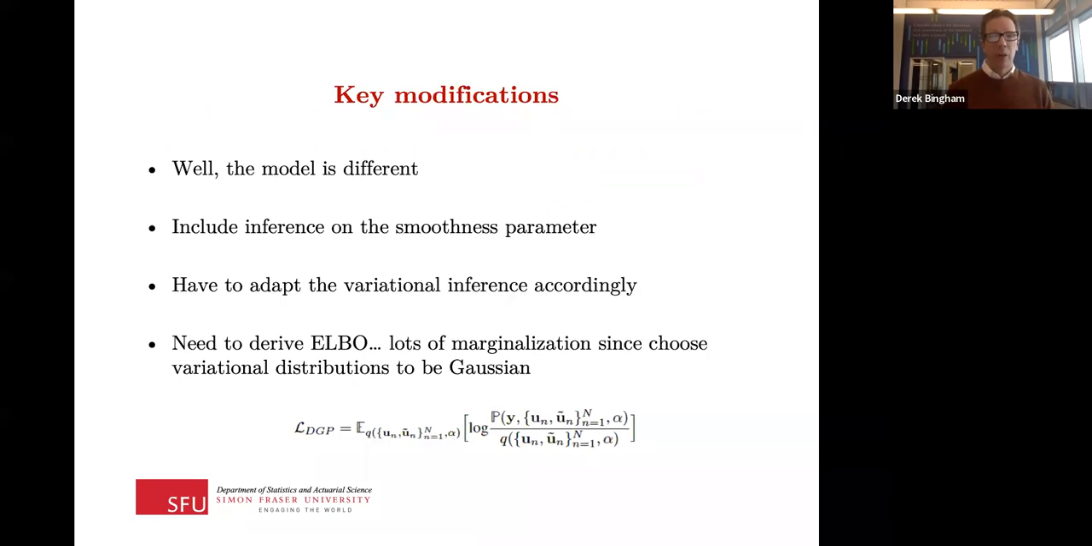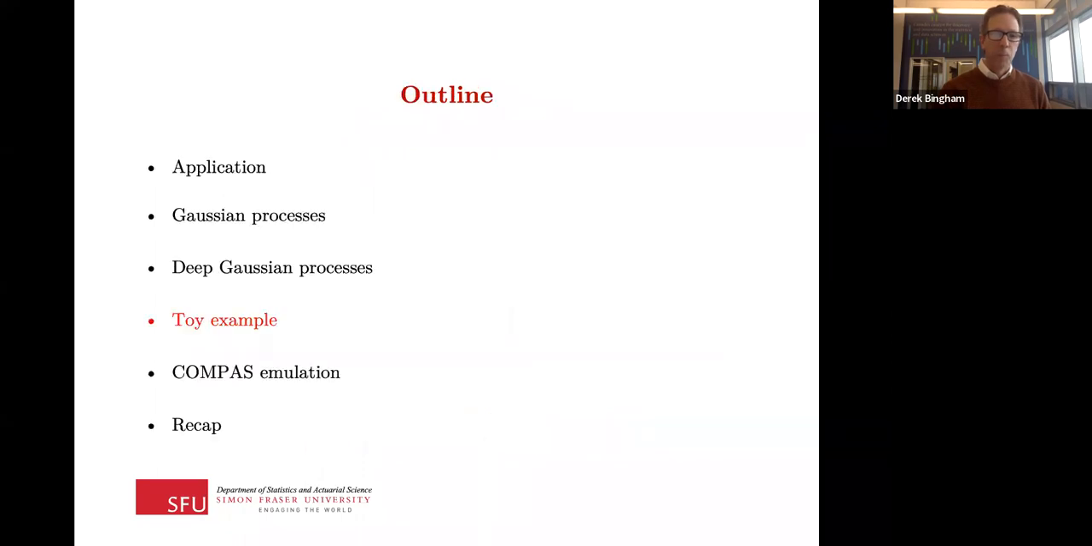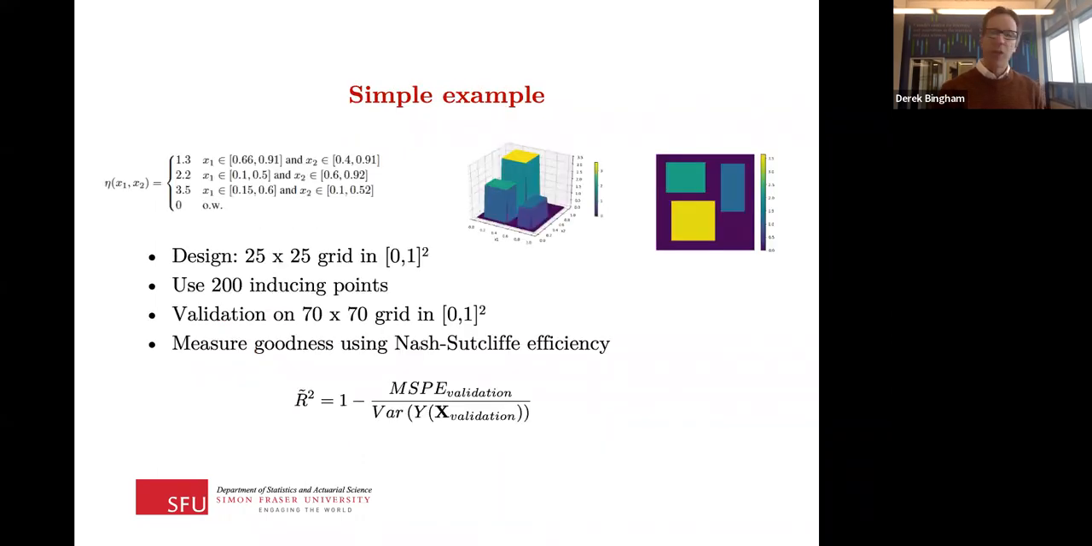Okay, so what are the key modifications that we're making here? Well, the model is different. We've included that alpha parameter, and I'll focus on that. There were some other small modifications, but that's the important one. We have to adapt the variational inference accordingly, and the big deal here, for those of you who want to do this, is to choose variational distributions that are sensible for the application you have, and easy enough to do mathematics with. We can do that because we're choosing Gaussian distributions for the priors. All right, so there's the high level view of all this, and let's look at a toy example.